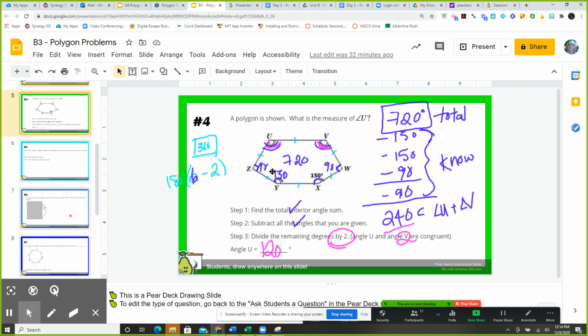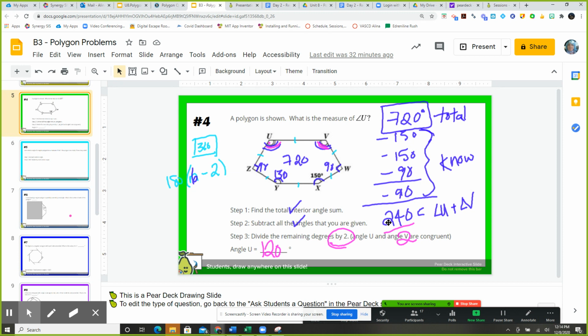So for this one, we found the total with n minus 2 times 180. So 180 times 6 minus 2, 180 times 4 gave us the 720. And then we subtracted out the 4 angles that we knew. So 720 minus 90, minus 150, minus 150, and minus 90. That gave us 240. So the 240 degrees are for the U and for the V together.